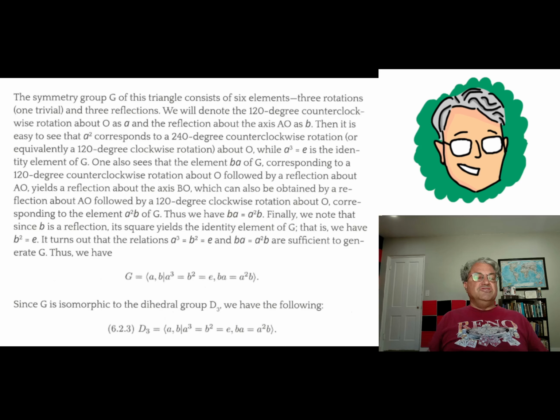I'll just stick with D3 for now. So one of those generators of D3 is the same thing we had for C3, namely a. It's the 120 degree counterclockwise rotation. And just like for C3, if you apply it twice, you get a 240 degree counterclockwise rotation, which is equivalent to a 120 degree clockwise rotation. And if you apply it 3 times, you get the identity.